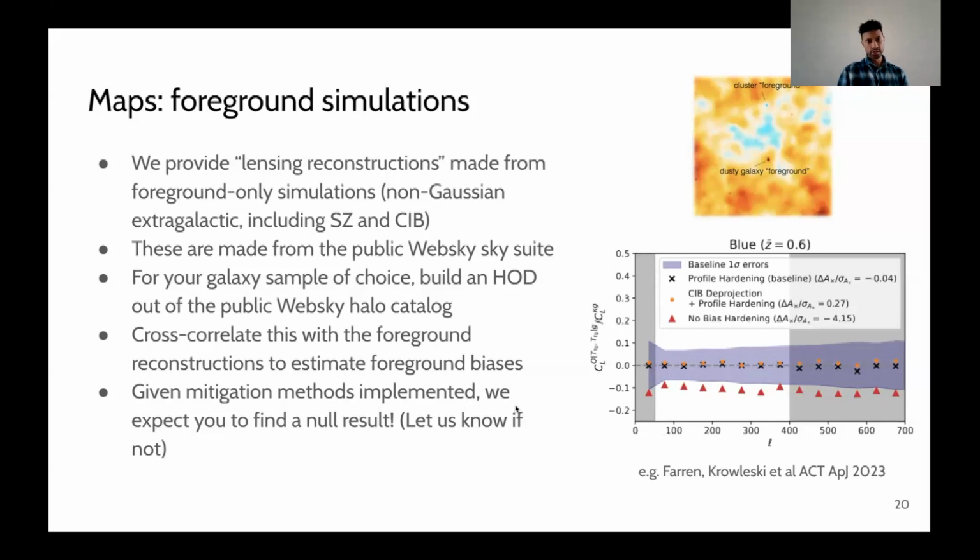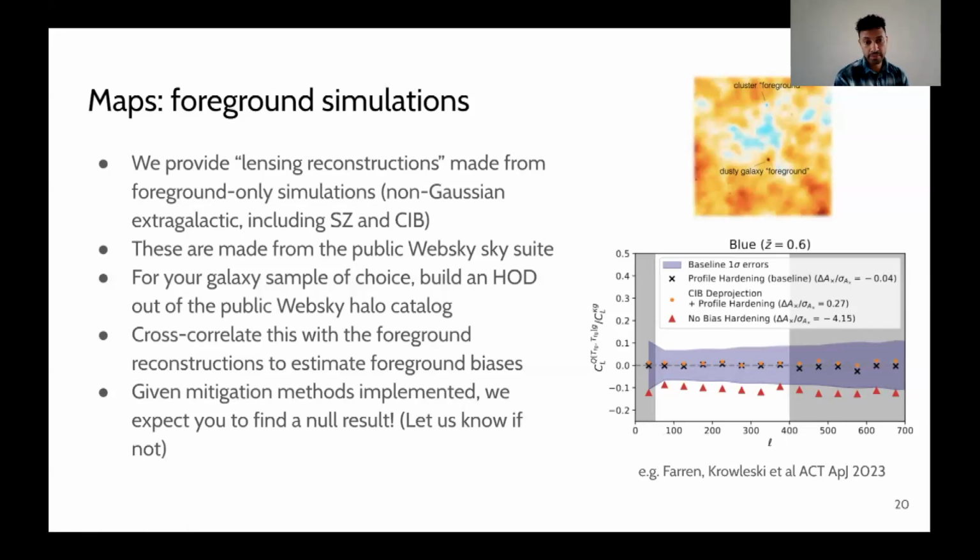So what we recommend you do is that for any galaxy sample that you might be working with, you take the WebSky halo catalog and you build an HOD out of it. And then you cross-correlate that galaxy catalog that you developed from the WebSky halo catalog with our foreground-only lensing reconstructions to check that you get a cross-spectrum that is null or zero. An example of this is shown here from Farren et al., who did this for the unWISE galaxies. You typically want to see a null spectrum when you cross-correlate these foreground-only lensing reconstructions with the HOD that's made, as shown here.